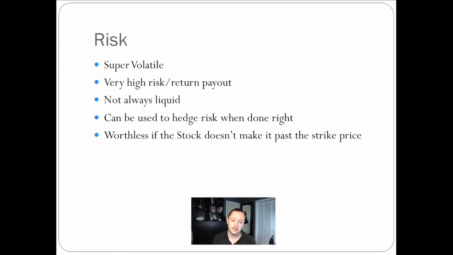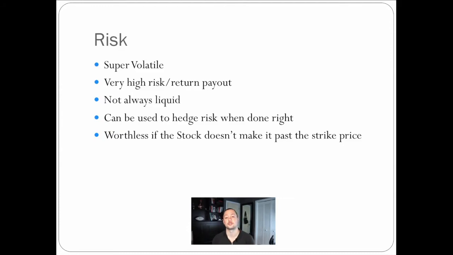So in summary, the one thing I really want to touch on with options is risk. They're super volatile, but they do have a very high risk return payout. So for instance, if those Apple shares kept going and kept climbing before your expiry date, you would have made a significant amount of money. Now, they have huge risk to them though, and that's the challenge.